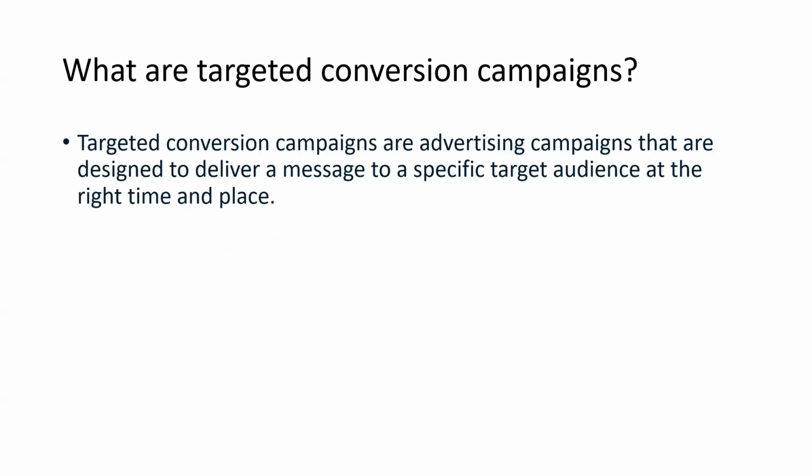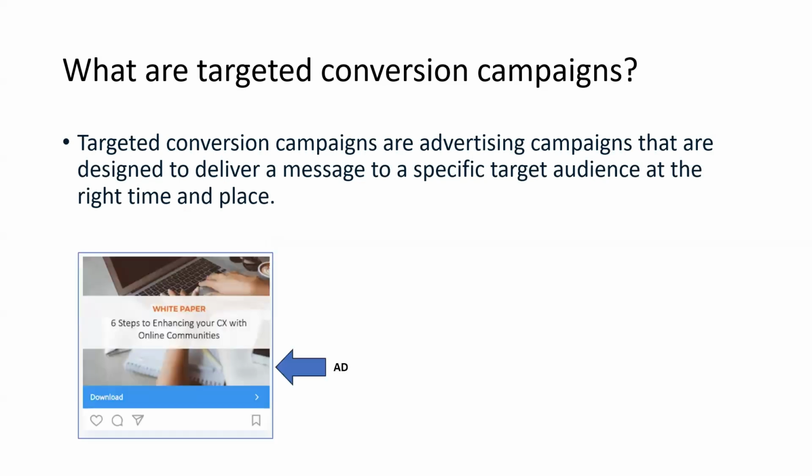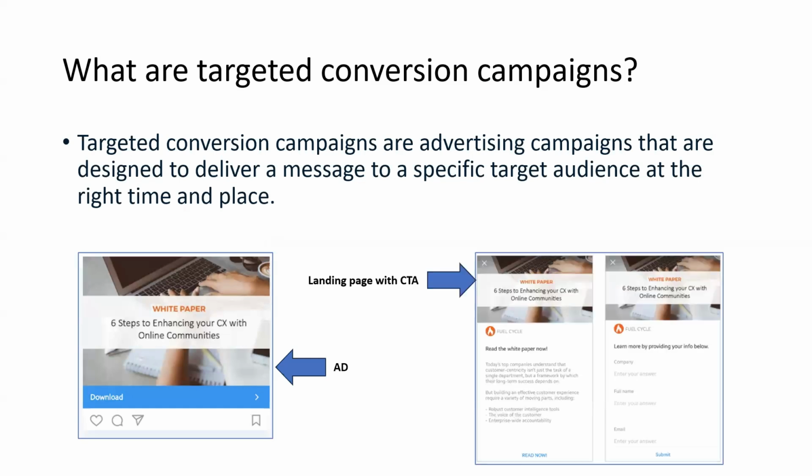Targeted conversion campaigns are advertising campaigns that are designed to deliver a message to a specific target audience at the right time and place. And this is just an example of an ad on your mobile. It could be Instagram or Facebook. So this is the ad, and when you click on download, you are taken to a landing page, which you see here, and a landing page has a visual and a headline plus the body copy or the text.